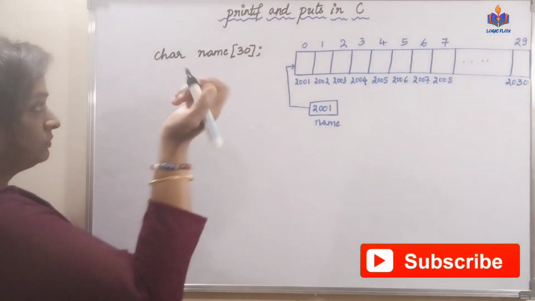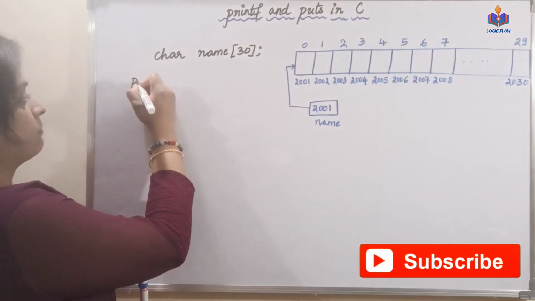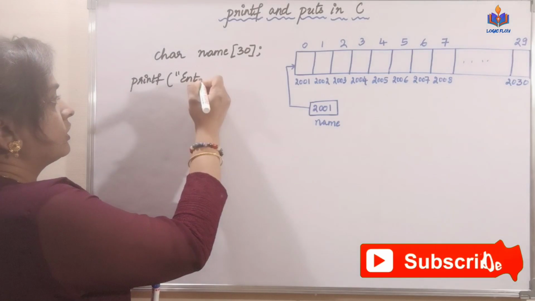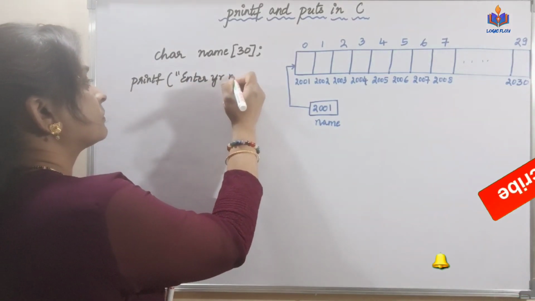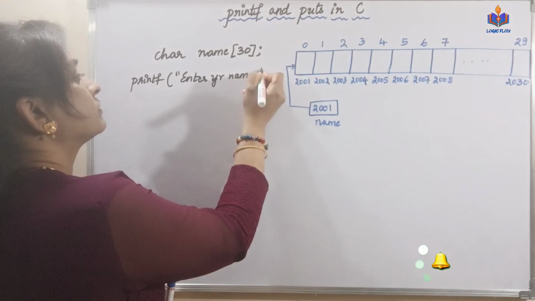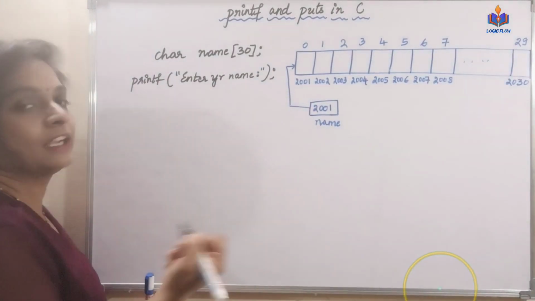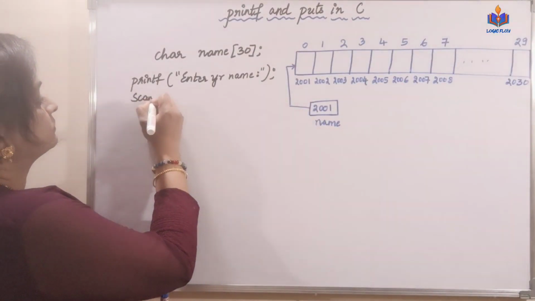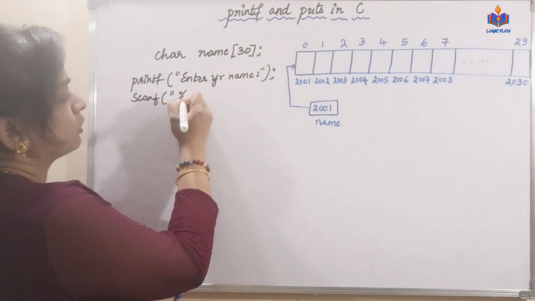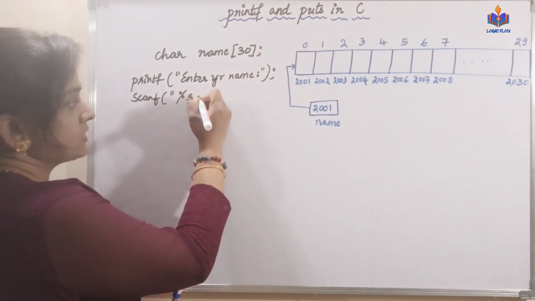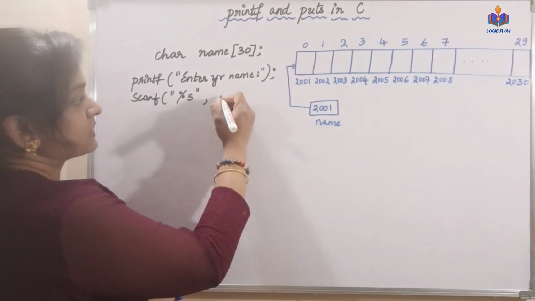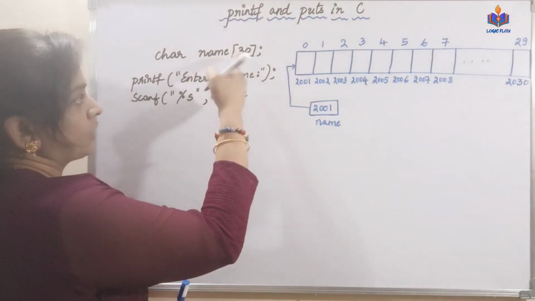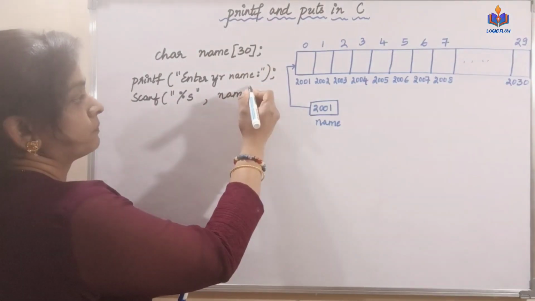Now, let me have a message saying enter your name. I'll say printf, enter your name. Then let me scan or read a string using scanf itself. Scanf, as you all know, takes the format specifier %s, then no ampersand, only the character array name, which is name itself, right?